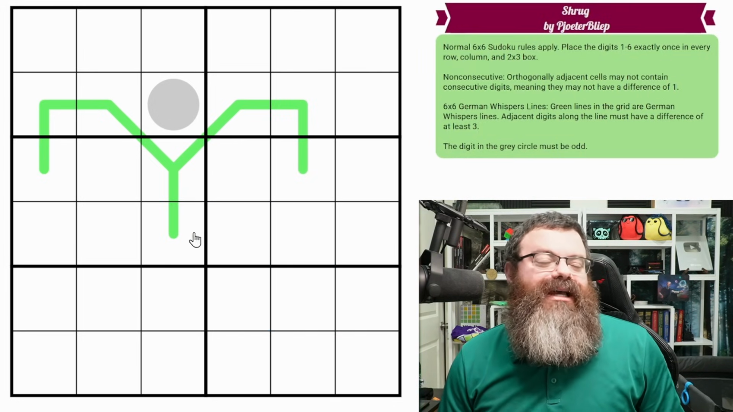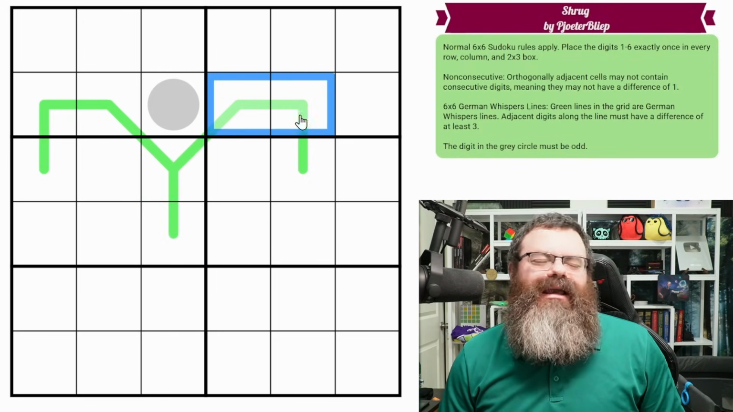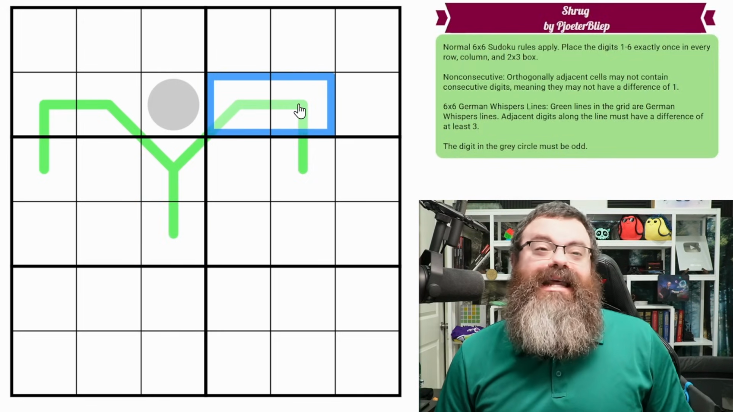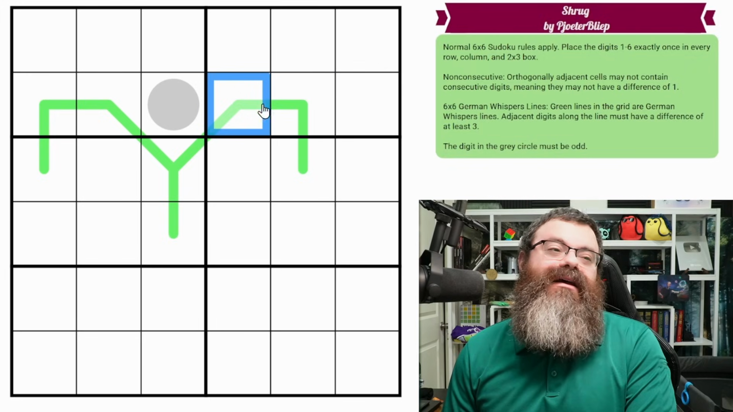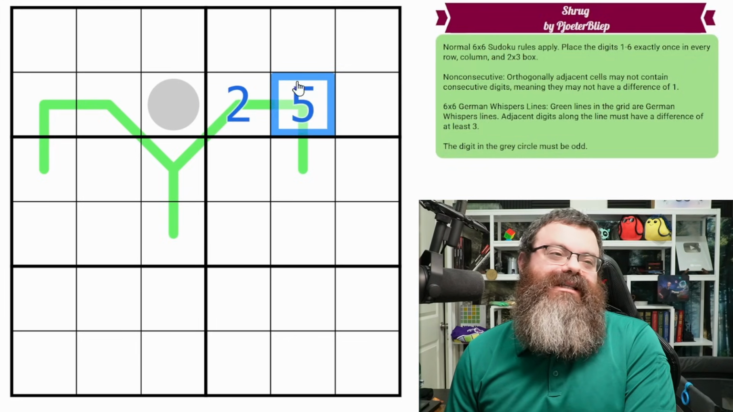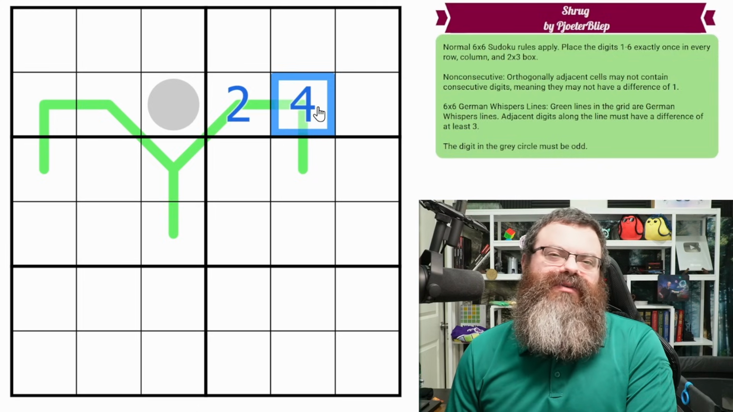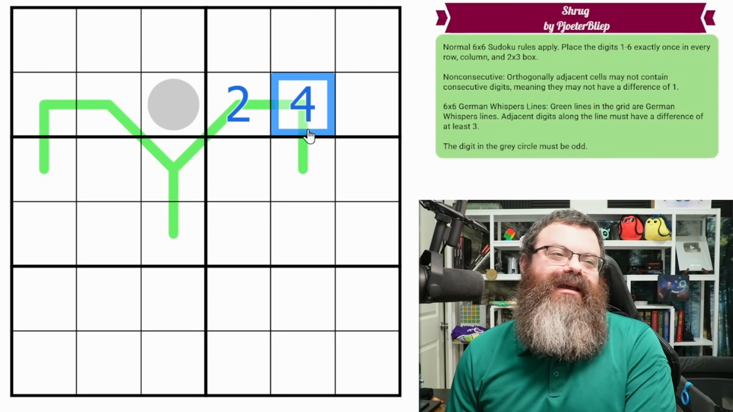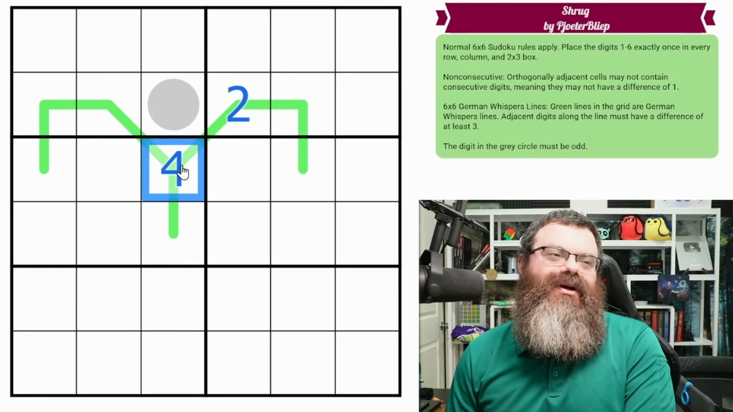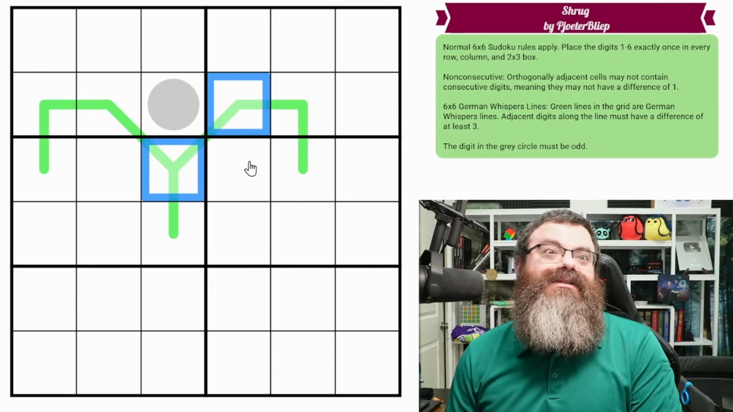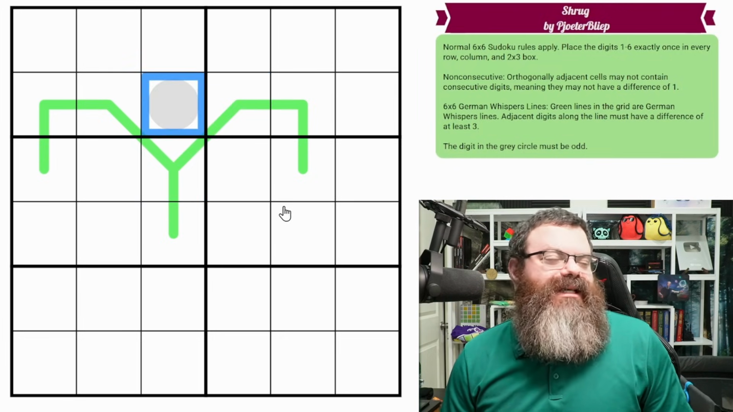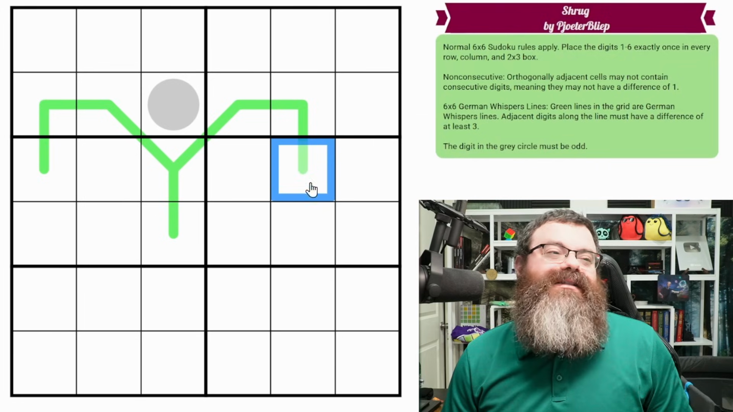In addition to that, we do have these German whisper lines in the grid. Any two adjacent digits on the line have to have a difference of at least 3. So if this was 2, this could be 5, which has a difference of 3, or 6, which has a difference of 4. What we can't do is say a 4, because that is a difference of 2. 4 minus 2 is 2. That is not at least 3. Now, the order doesn't matter, so this also can't be a 4. And we just take the bigger minus the smaller. That's 2. That is not a difference of at least 3, and so that's no good. And then this cell here is odd, 1, 3, or 5. And that's it. Those are the rules.